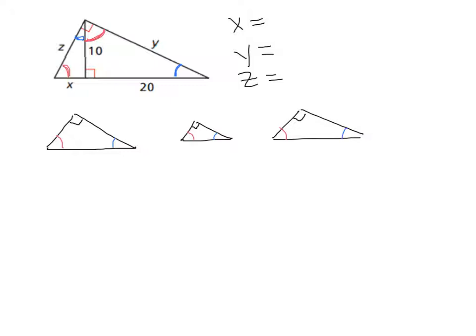Alright, so let's go ahead and start labeling. If we're starting with the big one, I know that this side is z, I know that this side is y, and I know that this side is x plus 20. Then when we go over to the smallest triangle, I know that across from the right angle is z, with the red angle is x, and then we have the 10. If we go to our medium triangle, we know that across from the right angle is y, with the red angle is 10, and then that third side is 20.